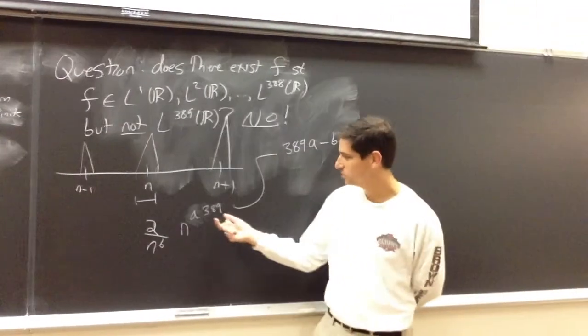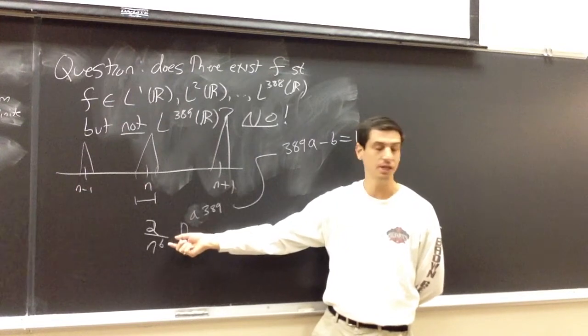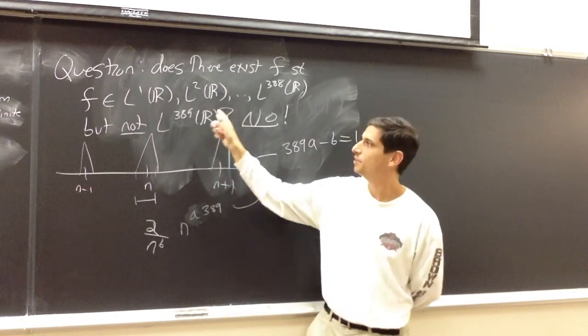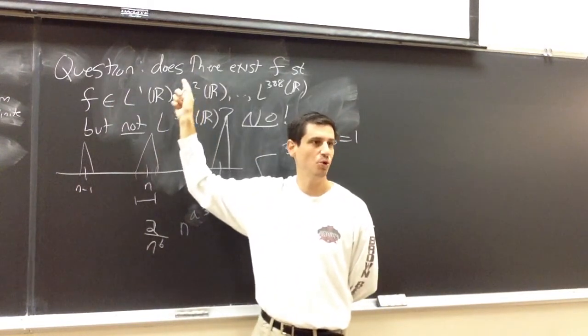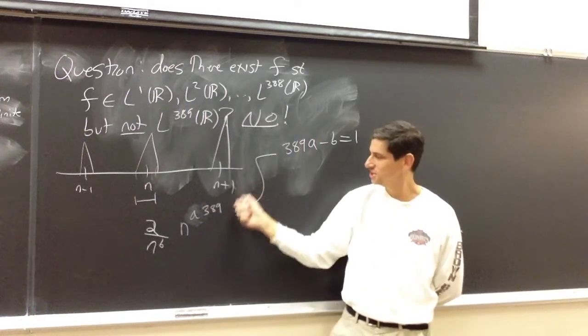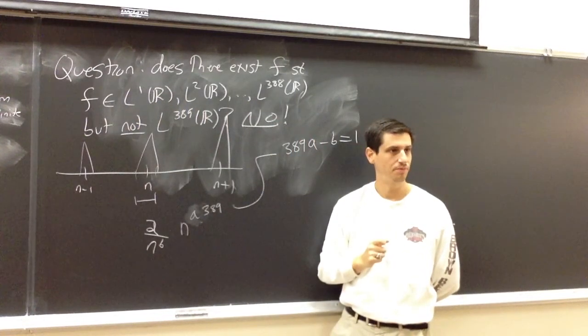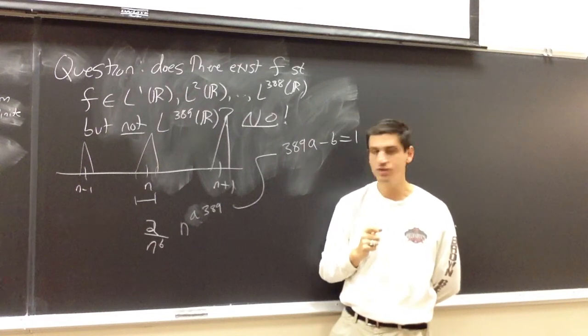So if I choose a equals 0, then as long as I choose b to be less than 1, it's going to blow up. But all of these functions will be the same. When I raise them to different powers, I'm not going to see any difference if a equals 0. Right? So why not choose a different value for a?